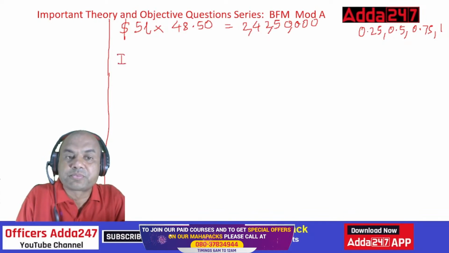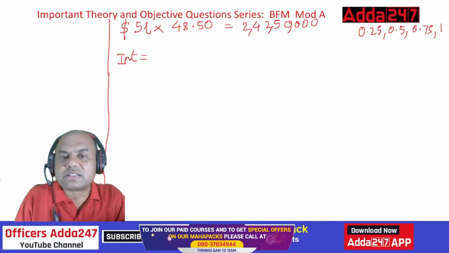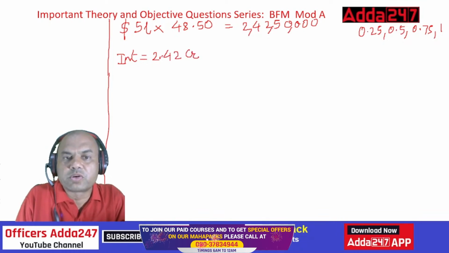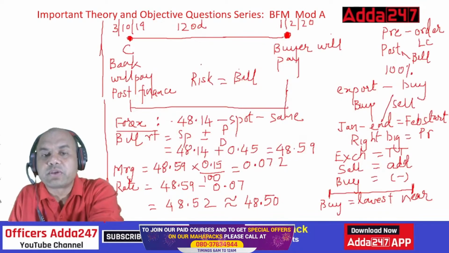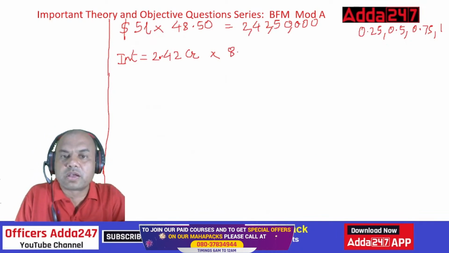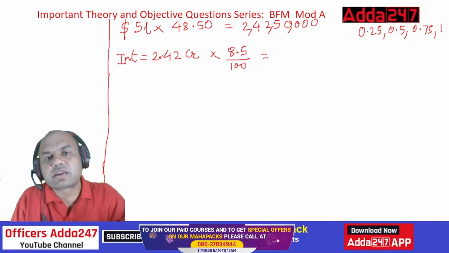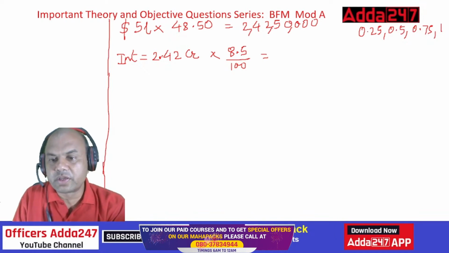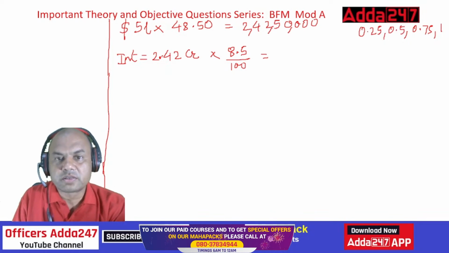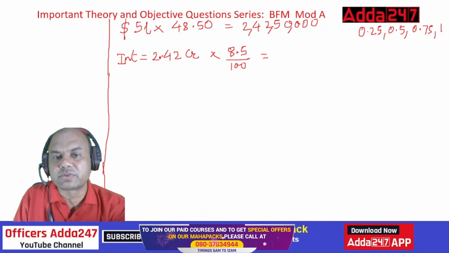So interest equals what? I'll just write it as 2.42 crores, because it is very big. 2.42 crores into the percentage, 8.5%, right? So 8.5 upon 100. This is my interest. Calculate it again. What amount are you getting? Into 8.5, which means 0.085, right? 0.085. So it is 2061250.